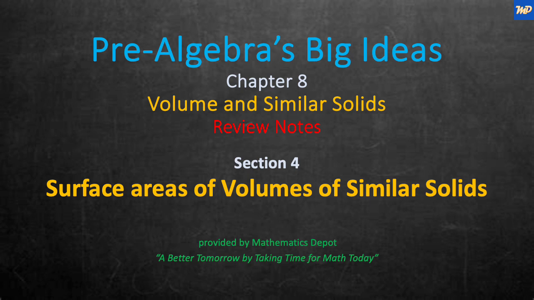This video covers Chapter 8, Section 4, titled Surface Areas and Volumes of Similar Solids. Similar solids are solids that have the same shape and proportional corresponding dimensions. By the end of this video, you will be able to identify similar solids and find missing measures of similar solids. With that, you'll be reviewing surface area in general and finding surface areas and determining volumes of similar solids.